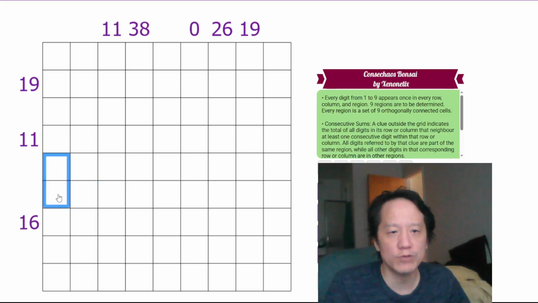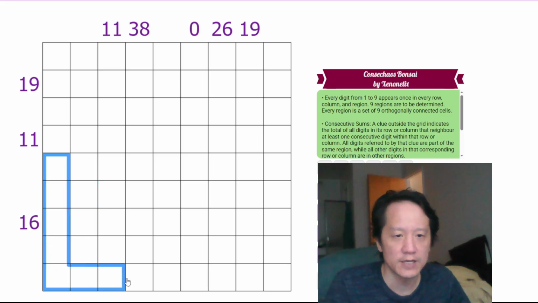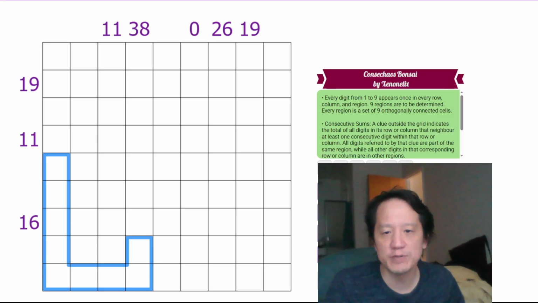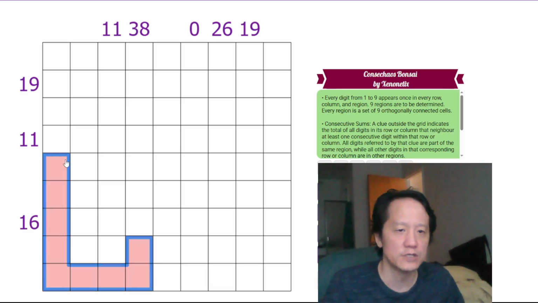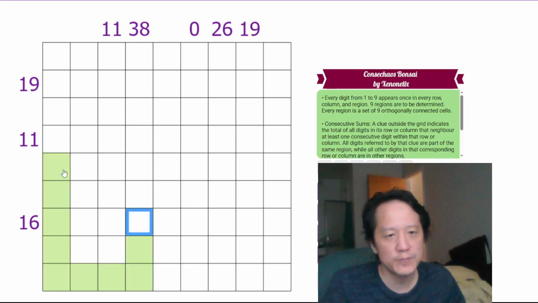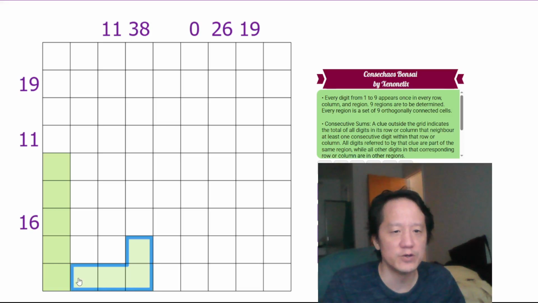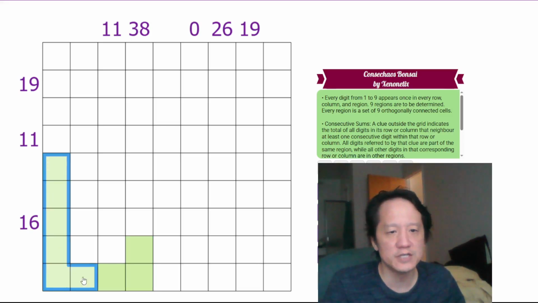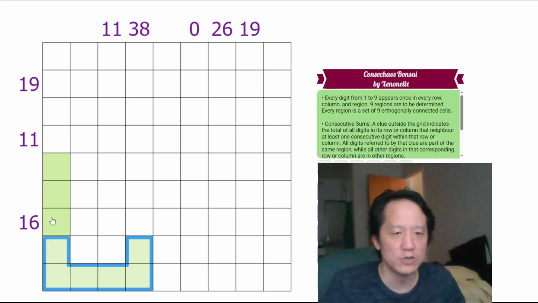So for a region to be orthogonally connected, that must mean you can connect to any cell within the region just by staying within the region. I shouldn't have made this red. Let's make this green. Just by going through edges. So this is a valid example of an orthogonally connected region.